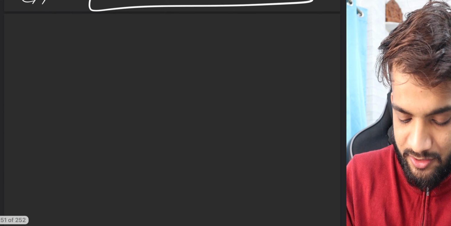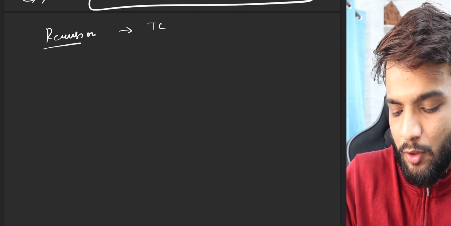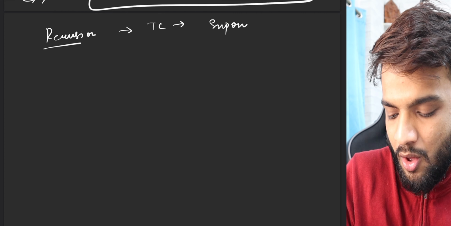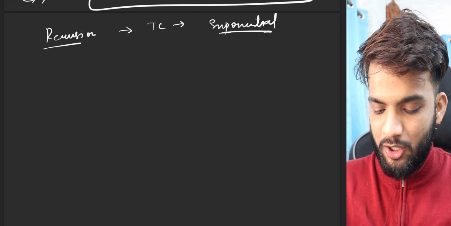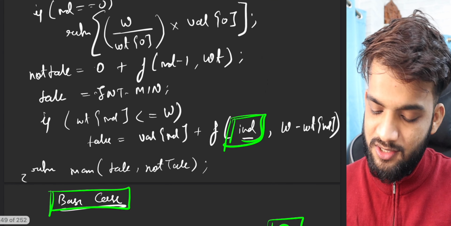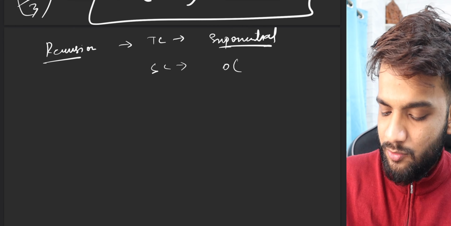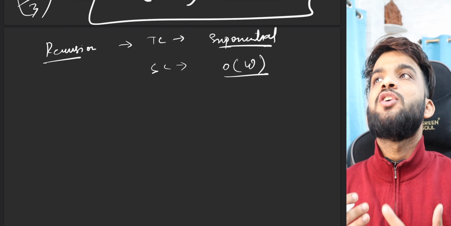And once the recurrence is ready, as I have been talking through, the time complexity will be exponential. Why not 2 to the power n? Because of this case, you're standing at the same index. And what about the space complexity? Auxiliary stack space will be the bag weight.